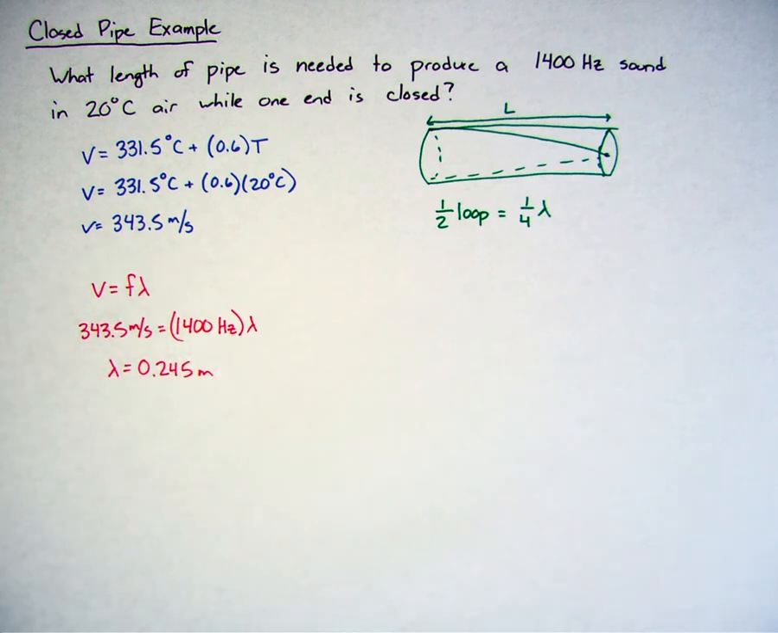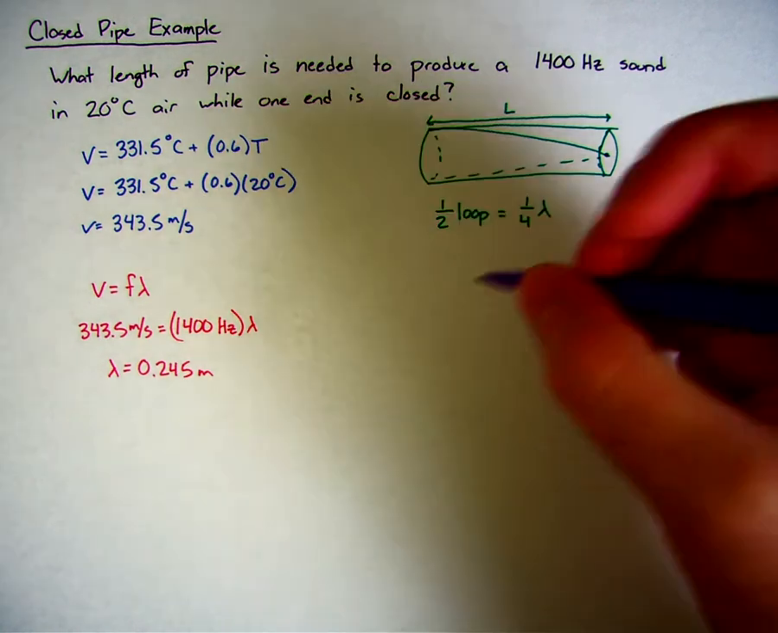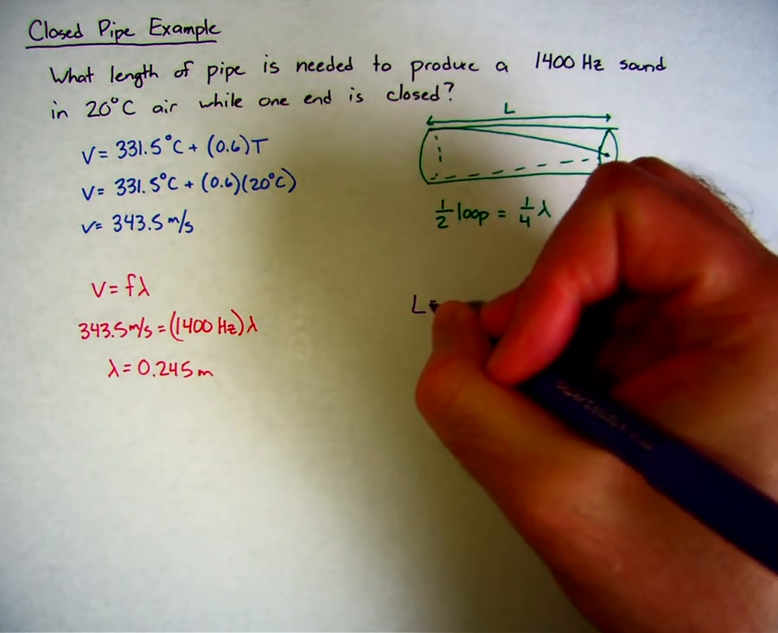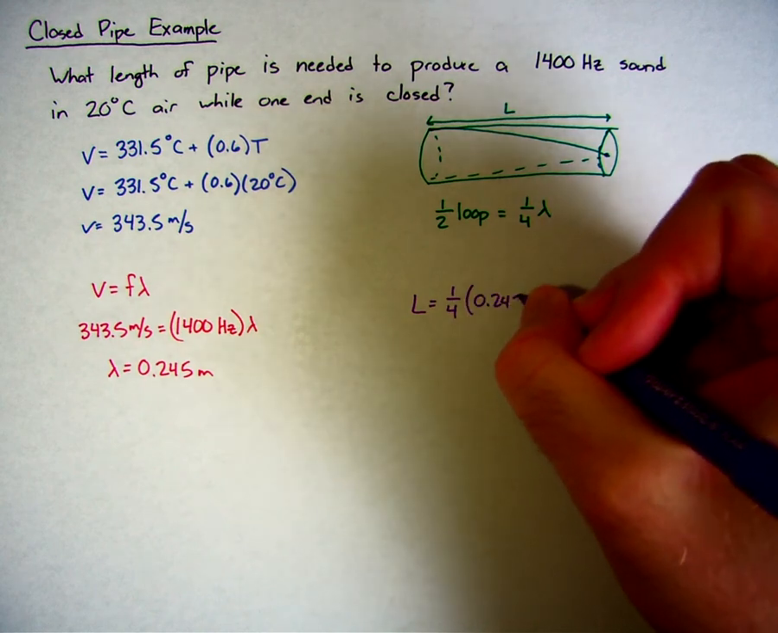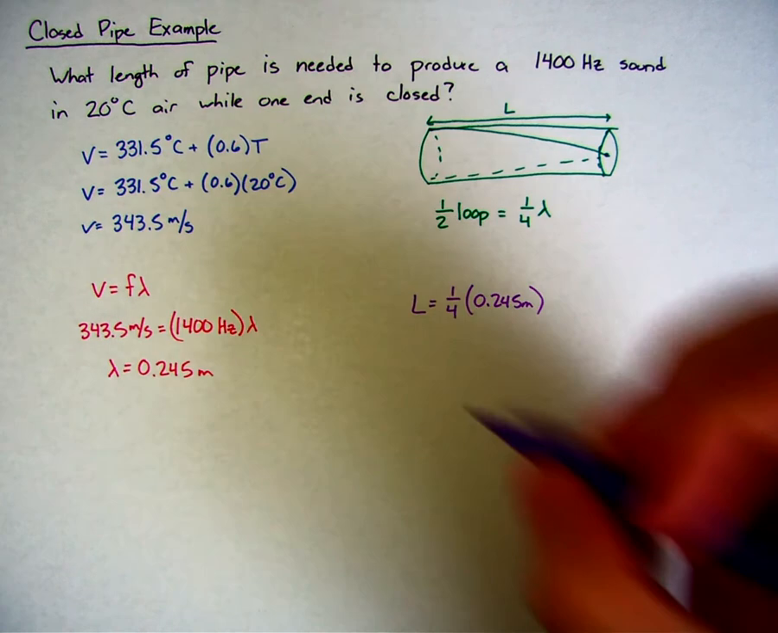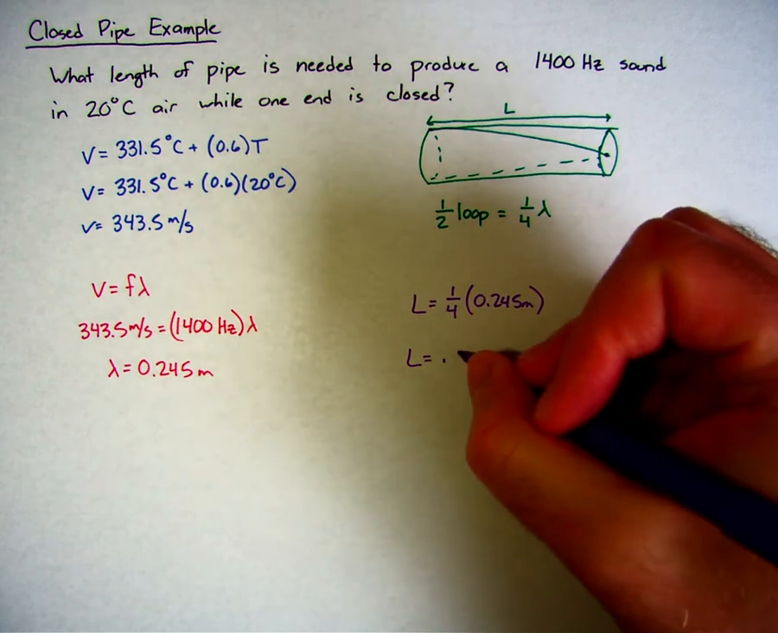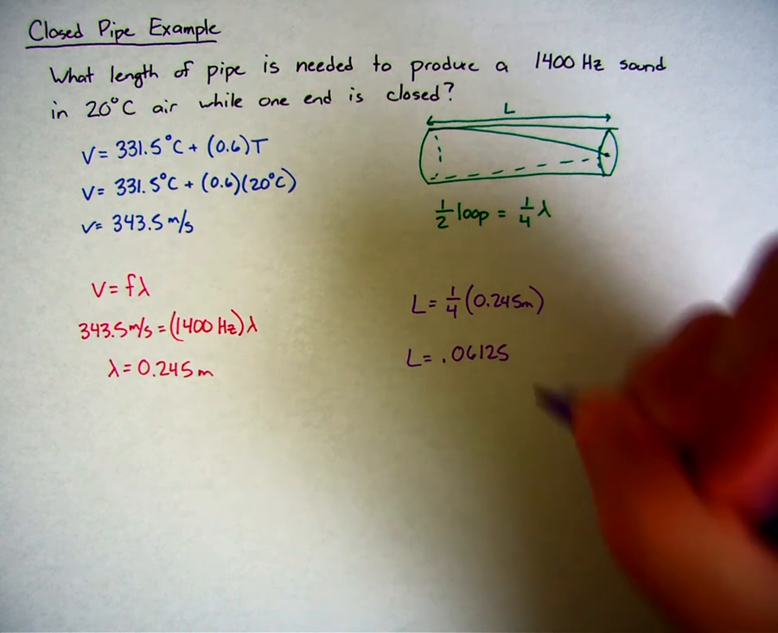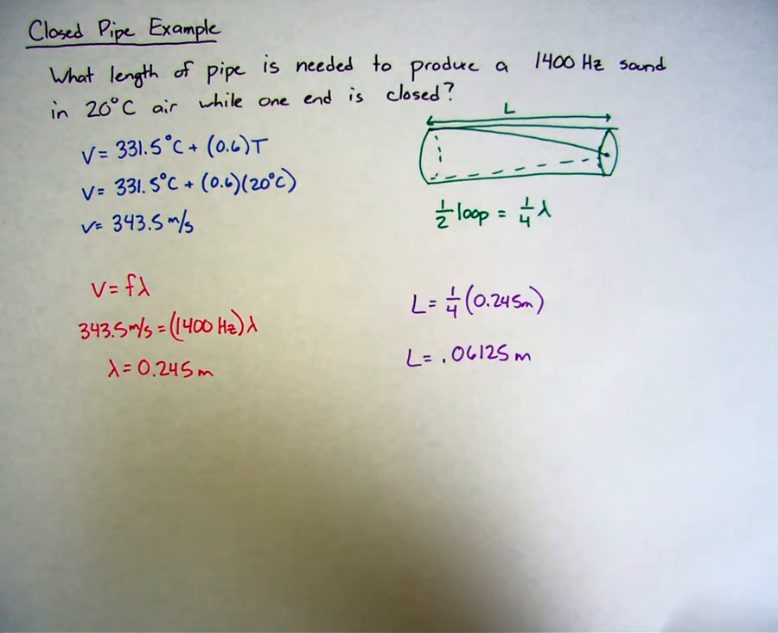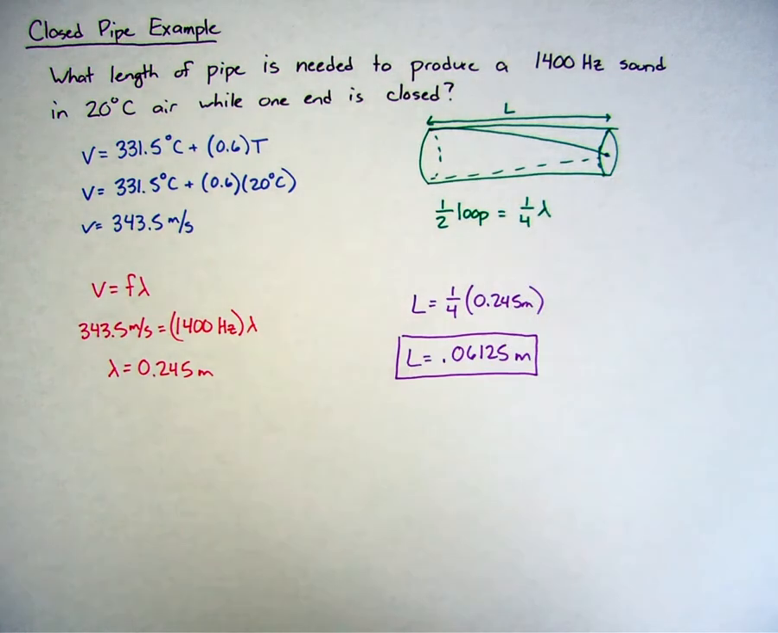So if I know that in my tube I only have a 1/4 wavelength, that means that the length is equal to 1/4 of that wavelength that I'm looking for. So the length of this pipe is just going to be 0.245 divided by 4, which is going to be 0.06125. I'll just expand it all the way out. Meters. That's the length of the pipe that will produce this sound. So that's really what you have to do.